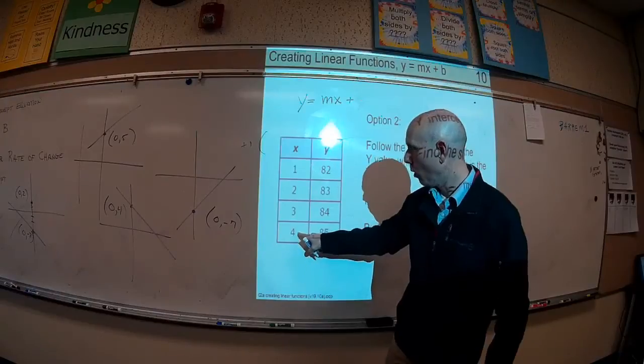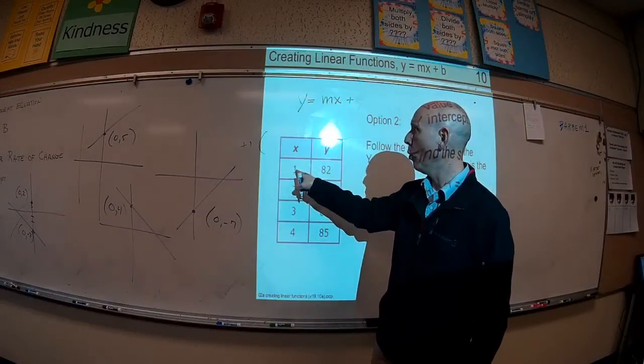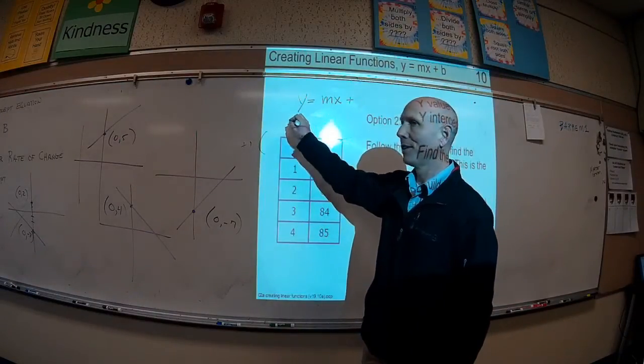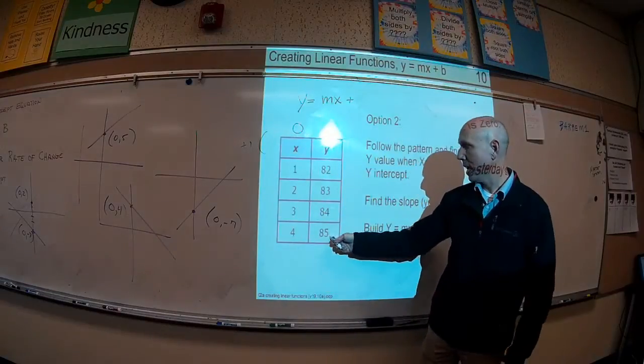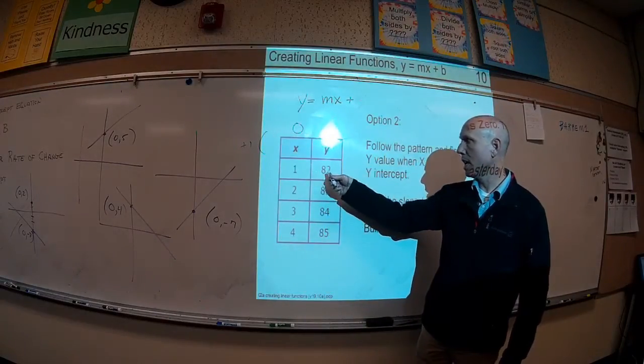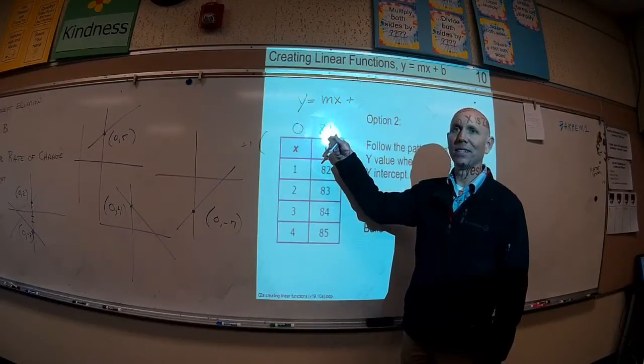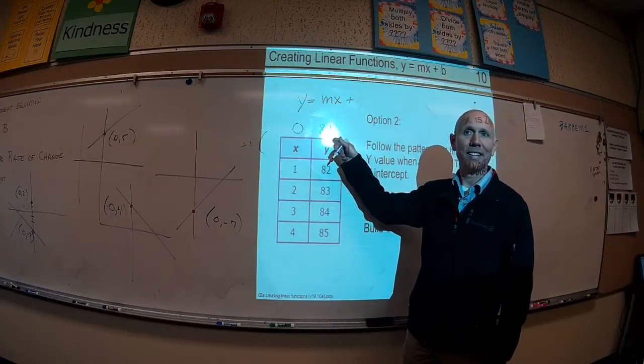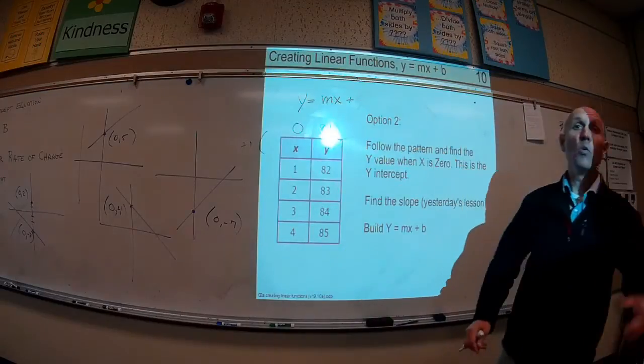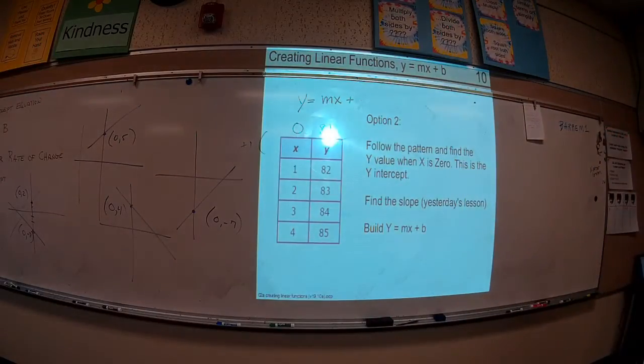Okay, so what's this? 4, 3, 2, 1. Ready? 85, 84, 83, 82, 81. Is this the y-intercept? Yes. Where's it at? 0, 81. 0, 81. We just found our y-intercept. What do I still need? A slope. Yes. I need my slope. You got it? Come and do it then.